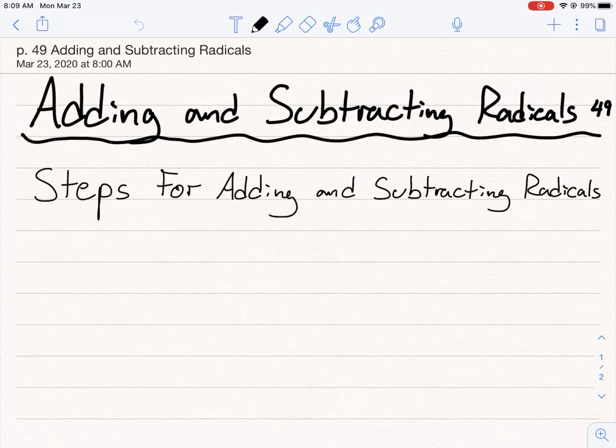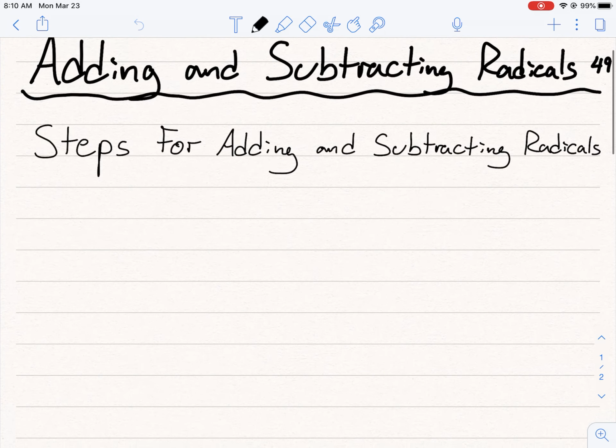Good morning, y'all. So continuing into our radicals unit, I wanted to today talk about adding and subtracting with radicals. So we're going to start moving into operations: adding, subtracting, multiplying, and dividing. But today I just wanted to simply work on the adding and subtracting piece. There are only a few steps when it comes to adding and subtracting radicals.